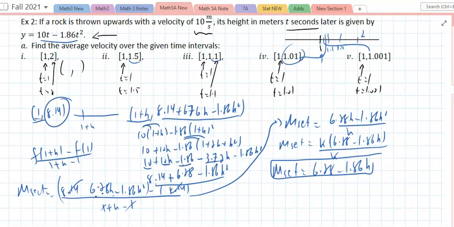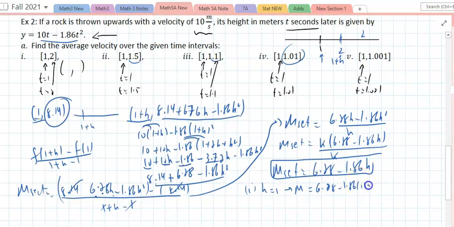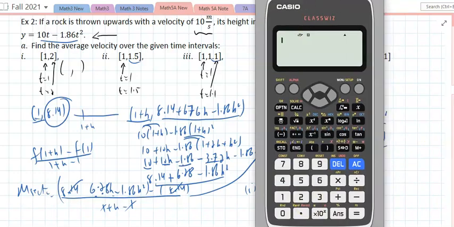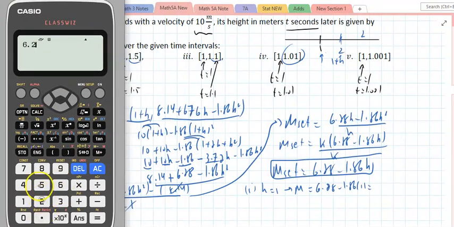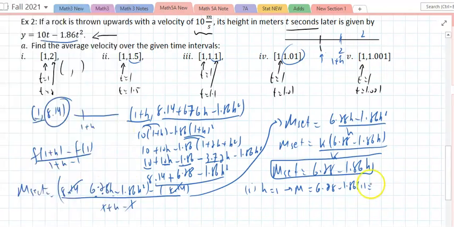So in part 1, I'm running from 1 to 2. That means if I run from 1, I want 1 plus h to equal 2, so h must be 1. Then the slope of the secant would be 6.28 minus 1.86 times 1. That's simple. It'll be 4.42.